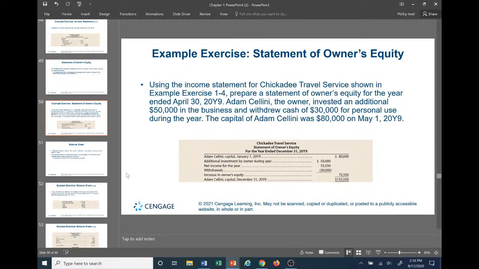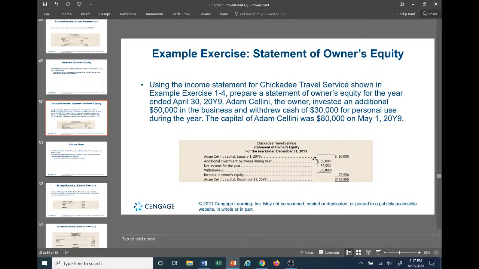Using the income statement for Chickadee Travel Service shown in example exercises 1 through 4, prepare a statement of owner's equity for the year ended April 30th, 2009. Adam Salini, the owner, invested an additional $50,000 in the business and withdrew cash of $30,000 for personal use during the year. The capital of Adam Salini was $80,000 on May 1, 2009. And right here, the dates are a little off. I don't know if this is a misprint or what it is, but let's just look down at this statement of owner's equity here.